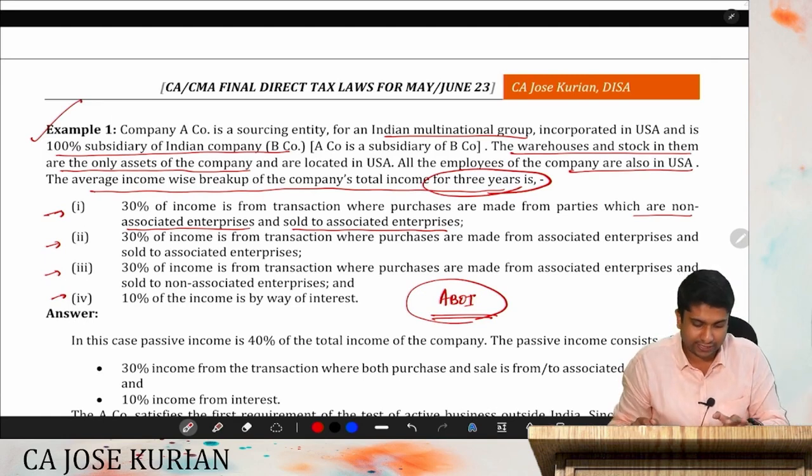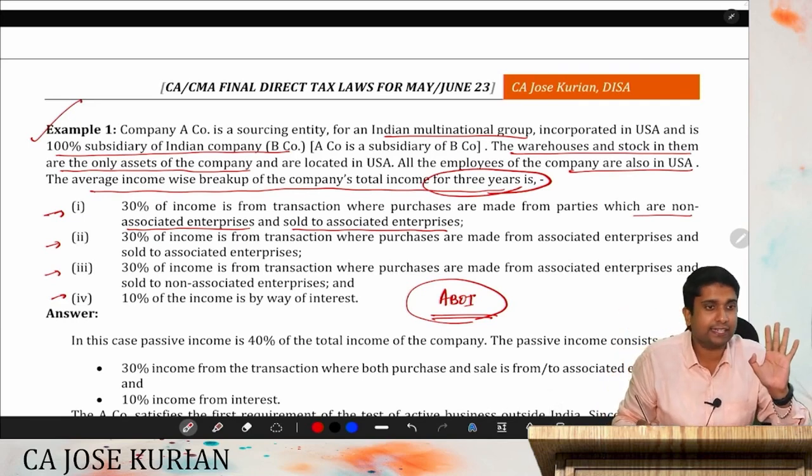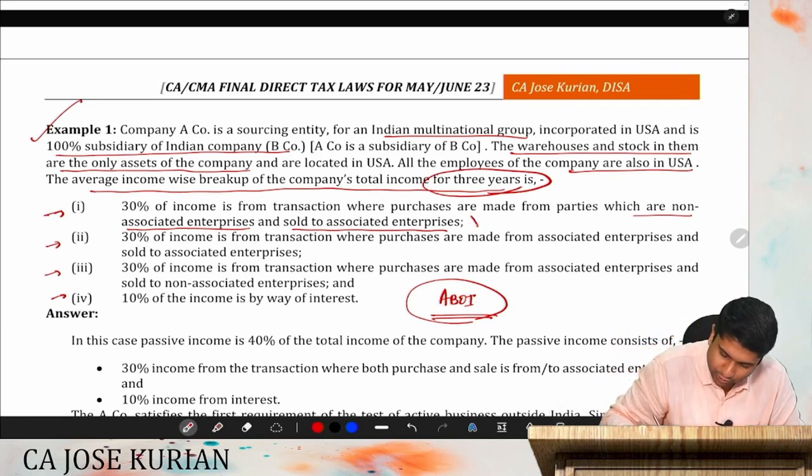Yes or no? Here, the purchase is from a non-A and you sold it to A. That doesn't make it a passive income. So it's not a passive income.